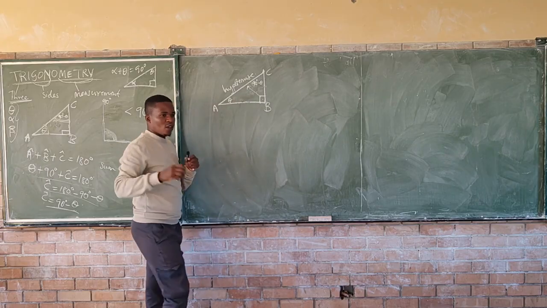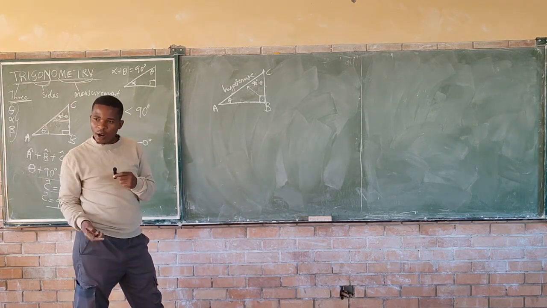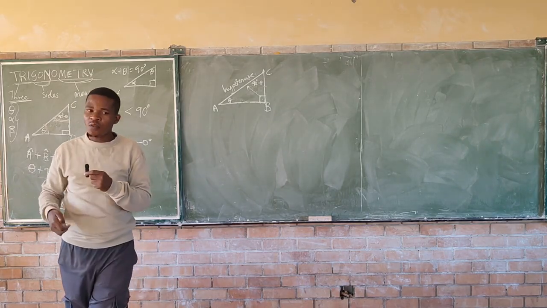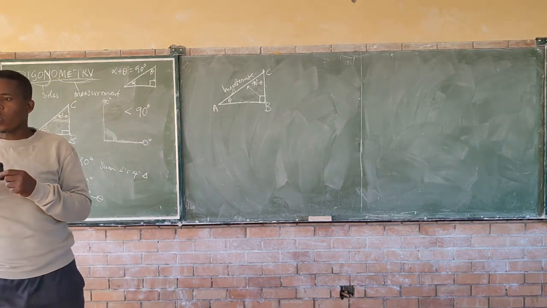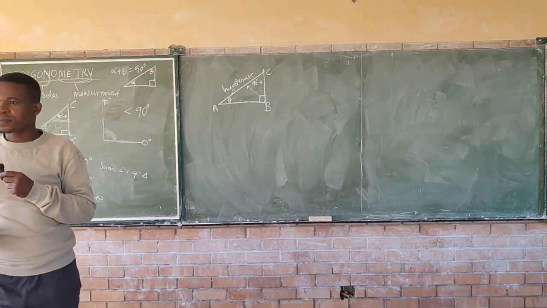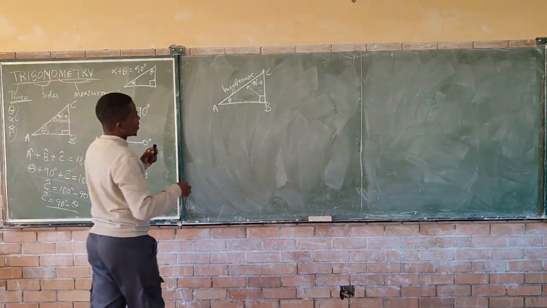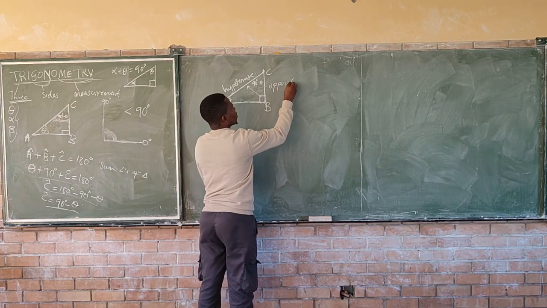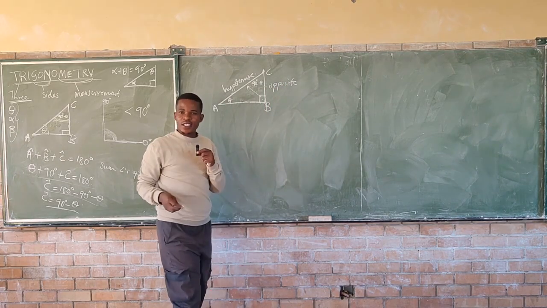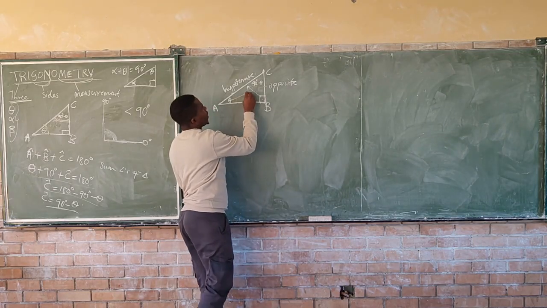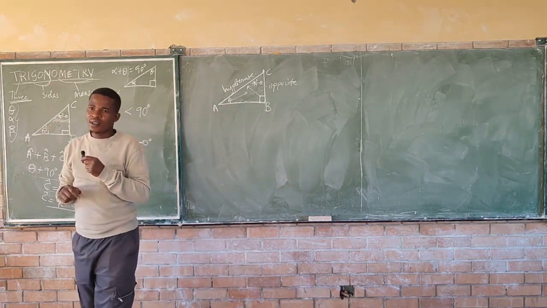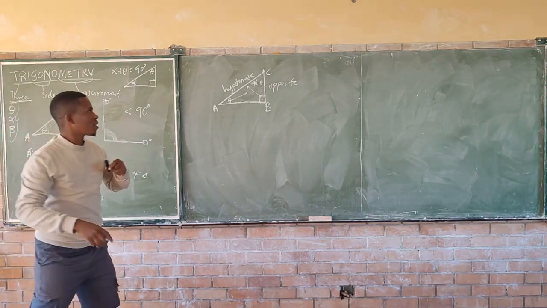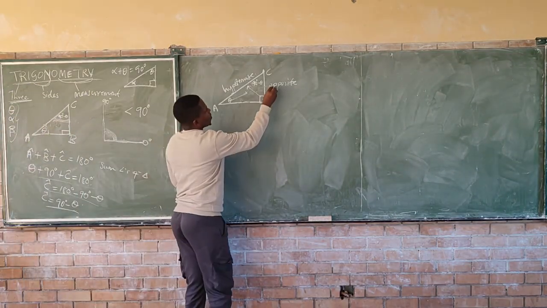So when I say which one is the opposite, opposite of what? Now I tell you what is the opposite of theta. Which one is the opposite of theta on that triangle? That will be BC, which means this will be the opposite side of angle theta. Is that clear?